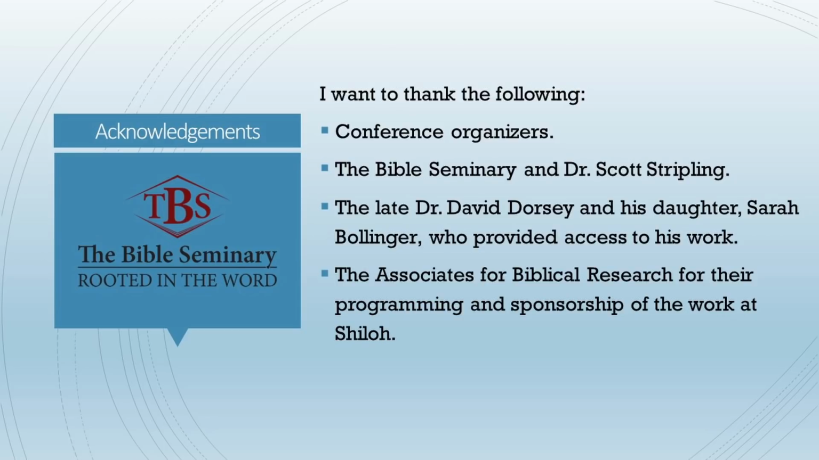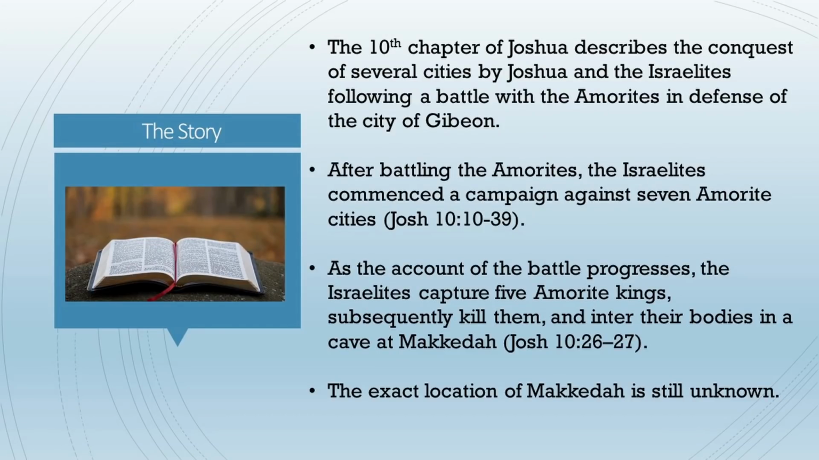So in the 10th chapter of Joshua, it describes the conquest of several cities by Joshua and the Israelites following a battle with the Amorites in defense of the city of Gibeon. And if you recall, they had a treaty they were tricked into with the Gibeonites. After battling the Amorites, the Israelites commenced a campaign against 7 Amorite cities, in Joshua 10:28 through 39, you can read that. And as the account of the battle progresses, the Israelites capture 5 Amorite kings, subsequently kill them, and inter their bodies in a cave at Makkedah.